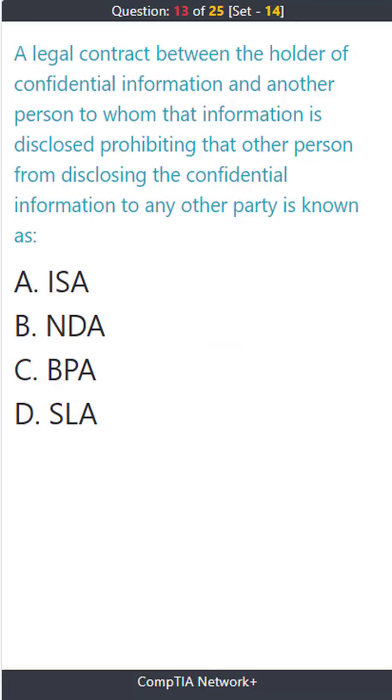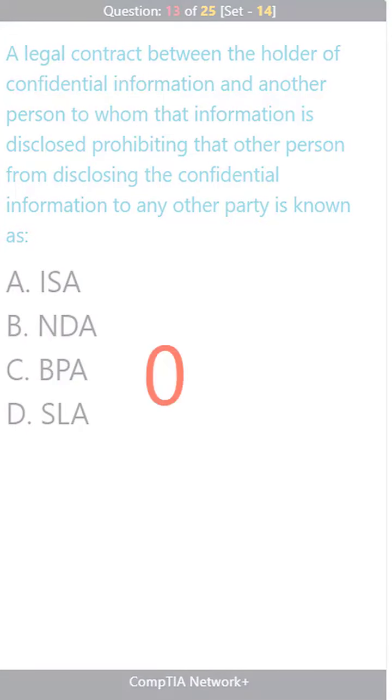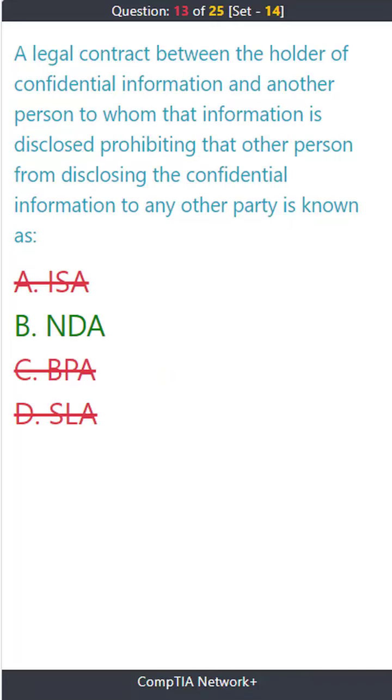Question 13. A legal contract between the holder of confidential information and another person to whom that information is disclosed, prohibiting that other person from disclosing the confidential information to any other party, is known as A. ISA, B. NDA, C. BPA, D. SLA. The correct answer is B, NDA.